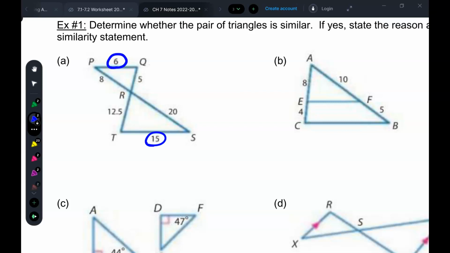What's the smallest side here? 5. What's the smallest side in this triangle? 12.5. So we have to compare those. The biggest side is 8, so we have to compare that to 20. The middle sides have to be compared too, 2.5. So let's take a look. 6 over 15, so let's reduce that. They're similar.